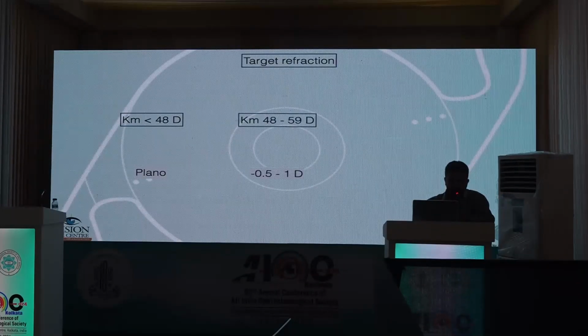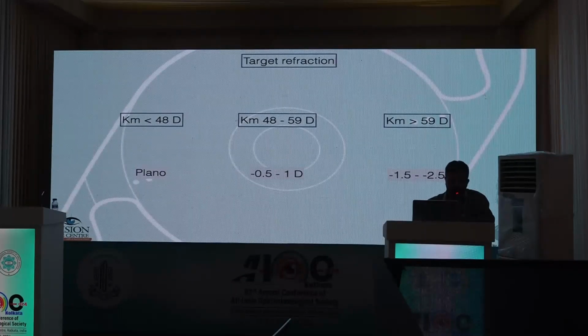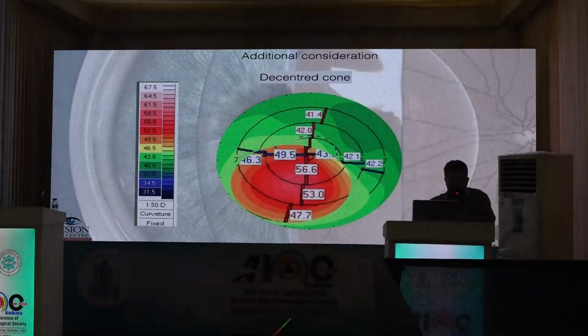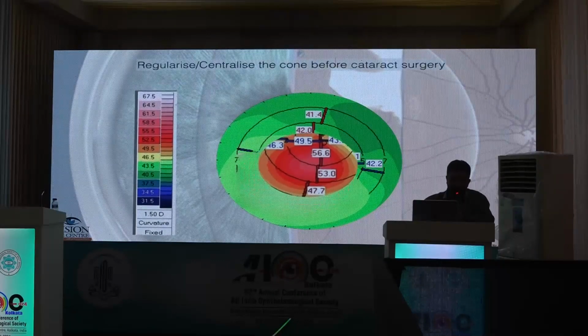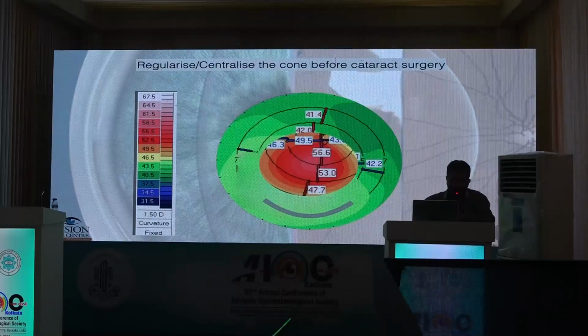But again, as the keratoconus is more severe, you should be targeting more myopia in these patients because you expect a hyperopic surprise to a certain extent. Another additional consideration is that centered cones in keratoconus usually tend to do better. So if you have an extremely decentered cone such as this one, it would be a good idea to regularize the cornea either by placing an intracorneal ring or by doing a topo-guided PRK prior to your cataract surgery, and then after a few months doing your IOL power calculation, and then going in for a toric IOL.